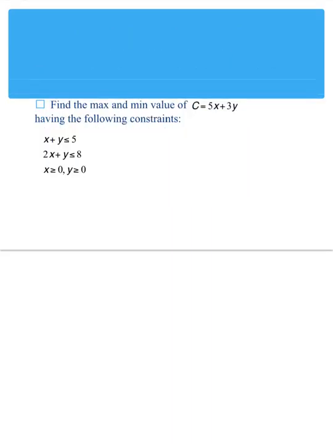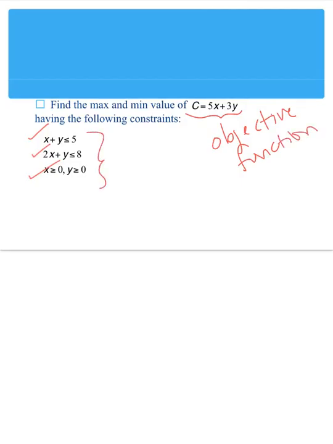That being said, the easiest way to really understand linear programming problems is to actually do one. So let's go ahead and look at this problem that says find the max and min value of c equals 5x plus 3y, and it has the following constraints: that x plus y is less than or equal to 5, that 2x plus y is less than or equal to 8, and that x and y are both greater than or equal to 0. So up here is our objective function. Okay, it's got the equal sign. And then over here are our restraints.